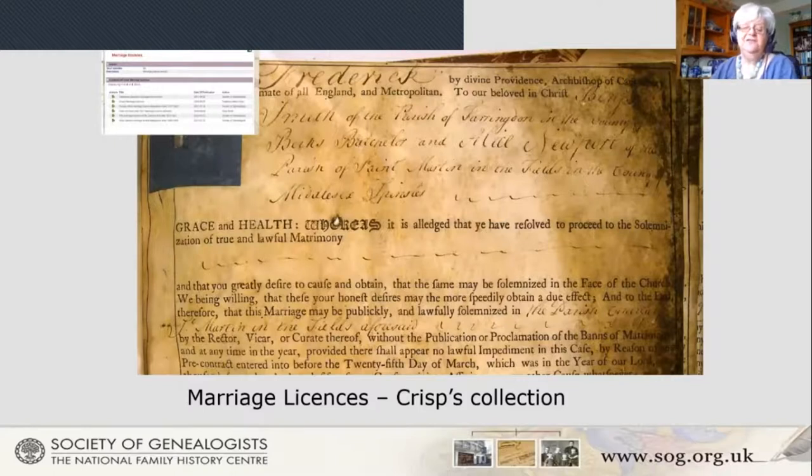These were bound into 221 volumes, and abstracts were made of all the genealogical content, and the abstracts of these sit on the shelves in the library. On his death, the original licenses were dispersed, but some 38 volumes of these original records are now held at the SOG's library, and we thought it'd be interesting to put them online and index them together with the images of the volumes themselves.